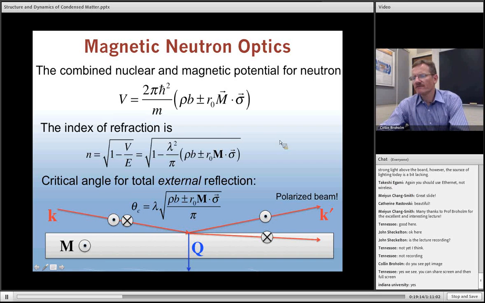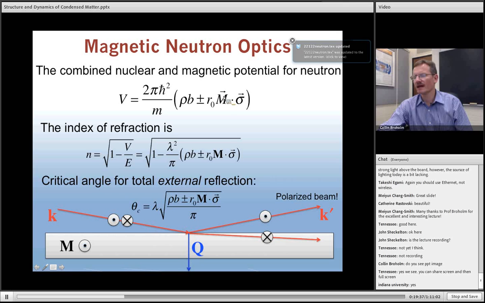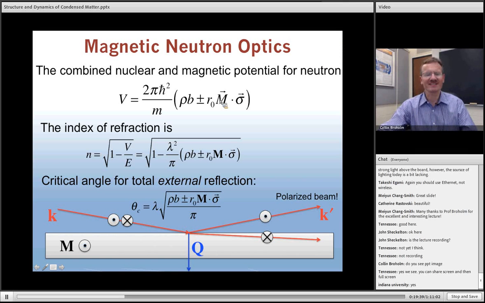So what I've added or subtracted as the case might be, actually I think the way I've written it, I wouldn't need the plus or minus. I can just have a plus there, actually. What I have there is the corresponding potential associated with the dipole-dipole interaction between the neutron and the magnetization in the sample.